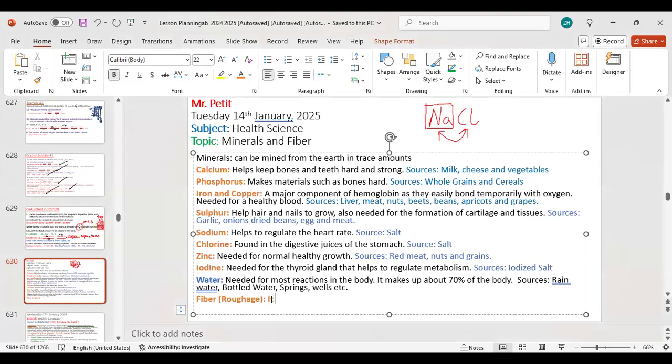All right. So fiber is needed because it cleans out the digestive tract, preventing constipation.